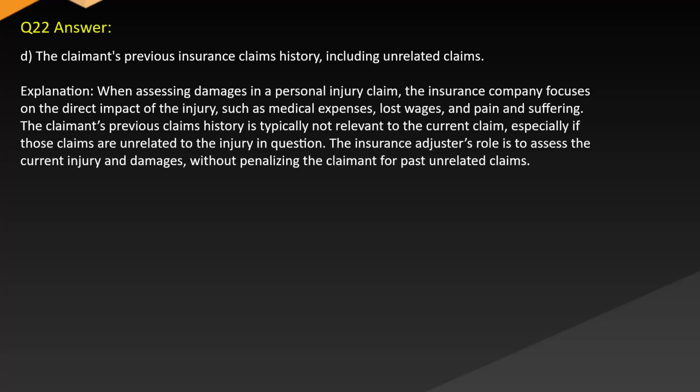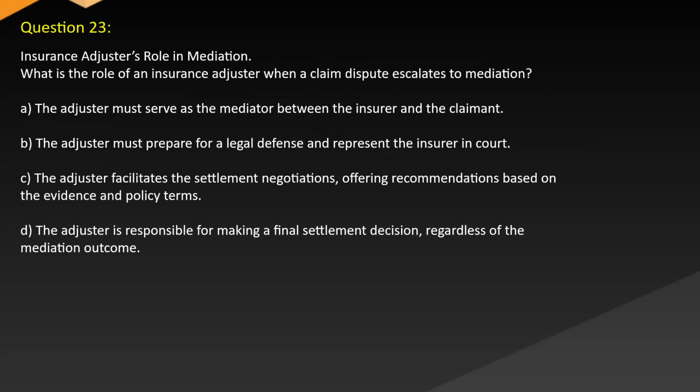Answer: D. The claimant's previous insurance claims history, including unrelated claims. Explanation: when assessing damages in a personal injury claim, the insurance company focuses on the direct impact of the injury, such as medical expenses, lost wages, and pain and suffering. The claimant's previous claims history is typically not relevant to the current claim, especially if those claims are unrelated to the injury in question. The insurance adjuster's role is to assess the current injury and damages without penalizing the claimant for past unrelated claims.